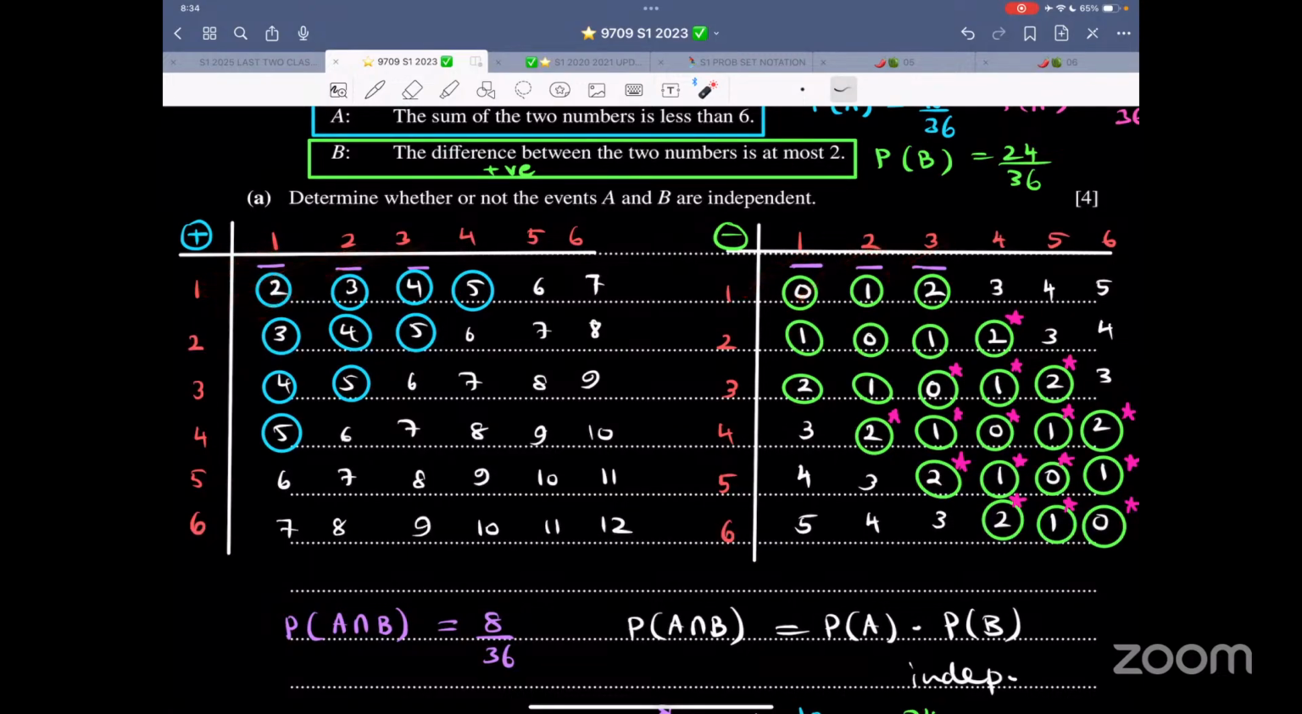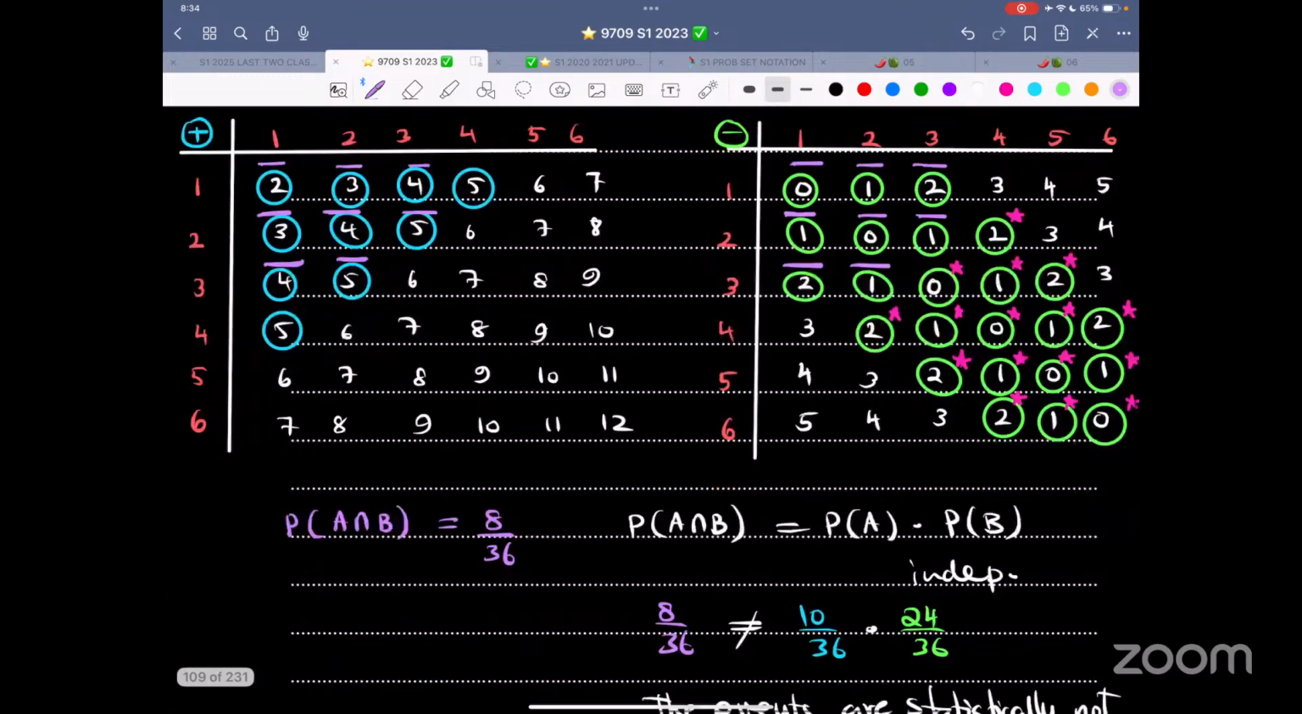So yes, the difference is at most 2 and at the same time the sum is less than 6. So there are 3 things common out. Let me move on. Then I have this, this, and this, 3 things more. Next line, this and this. Are these two common? Yes. So that's it.